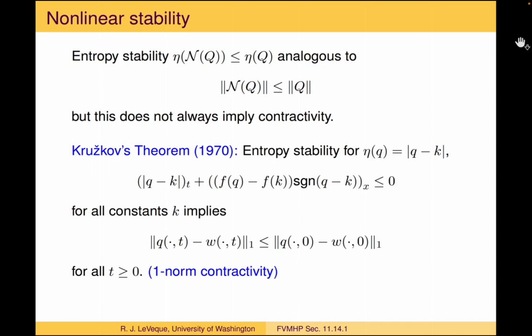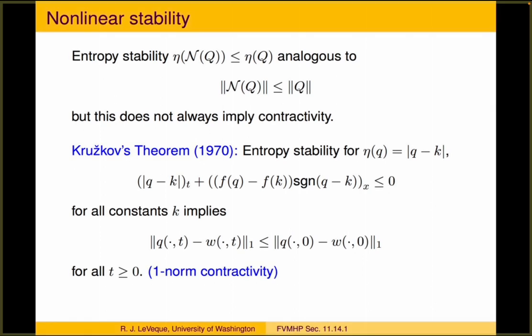There's a famous theorem of Kruzhkov from 1970, looking at scalar conservation laws, who showed that if you have entropy stability for a large enough set of entropies, for all convex entropies, or what he did actually was to look at entropies of a very special form here called the Kruzhkov entropy, where eta of q is the absolute value of q minus k for some fixed number k.